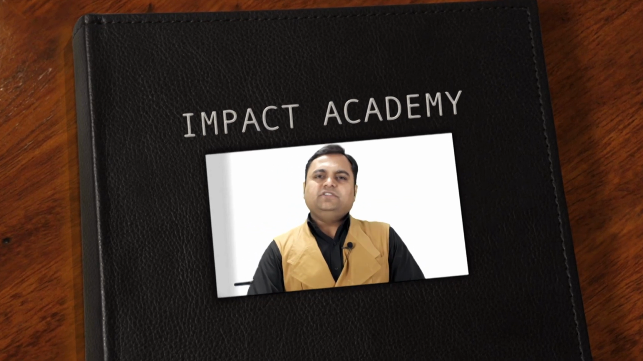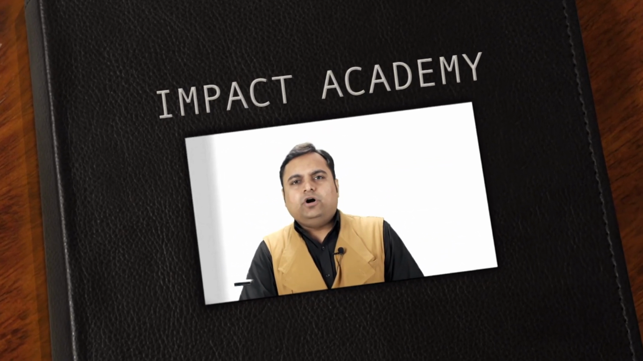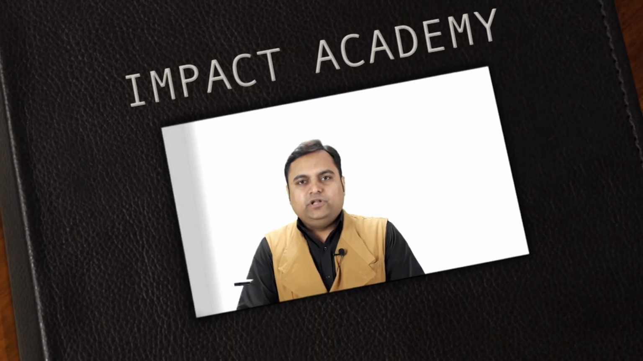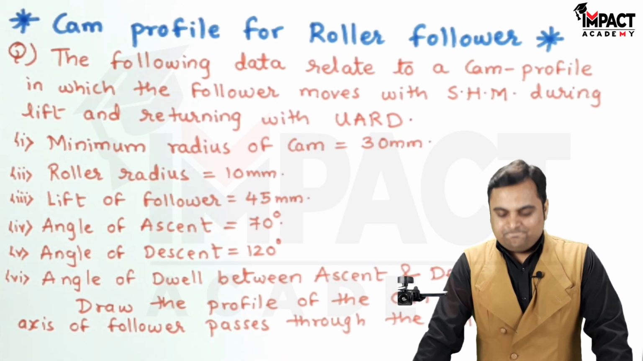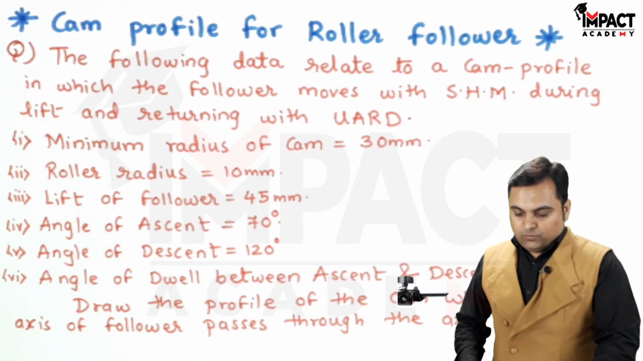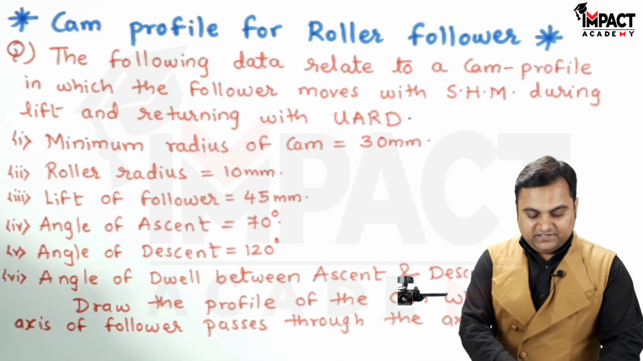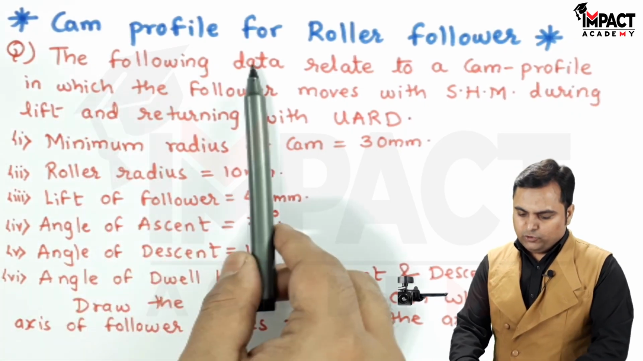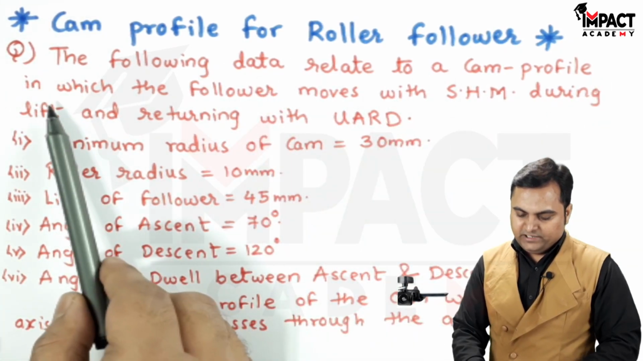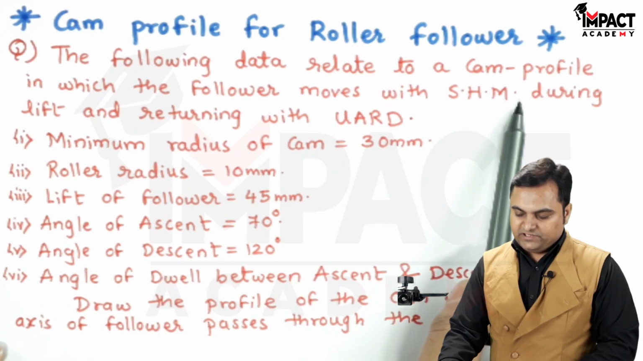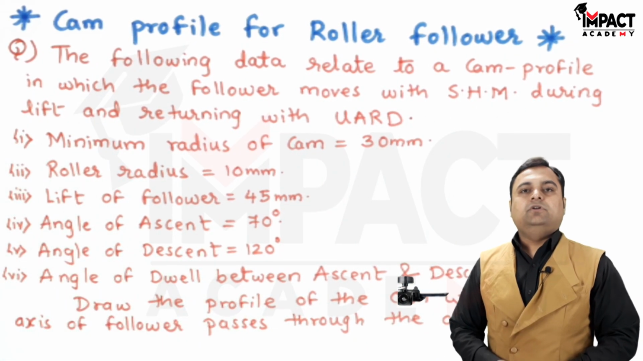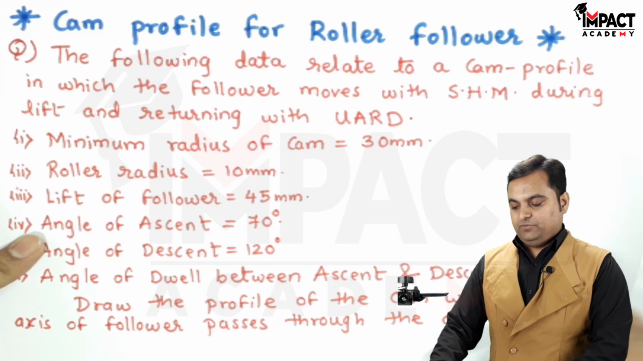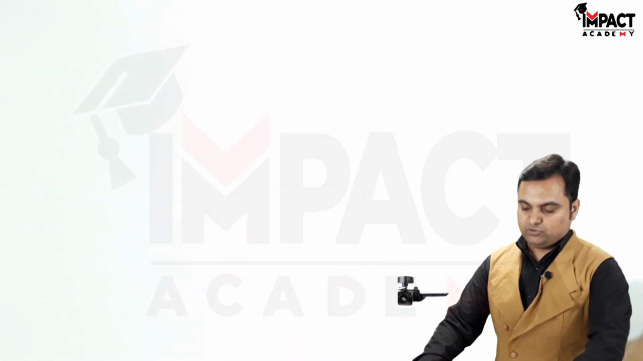Hi friends, in this video we are going to see how to draw a cam profile for a roller follower, and for that here is the question. Whatever is given in this question, I'll write in the form of data. It is given that the following data relate to a cam profile in which the follower moves with S.H.M. during lift. So with S.H.M. during the lift, it means during the outstroke.